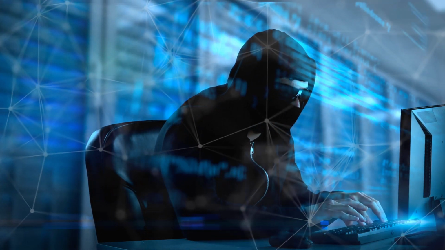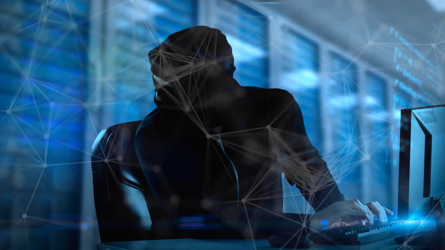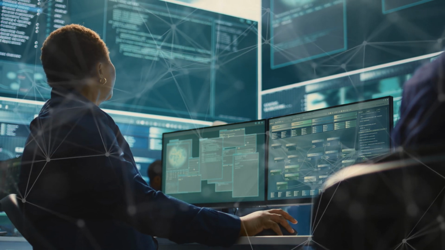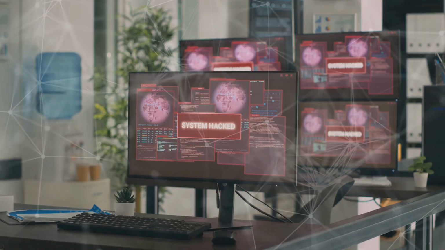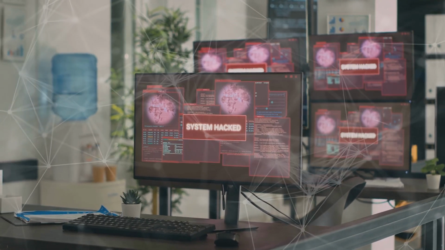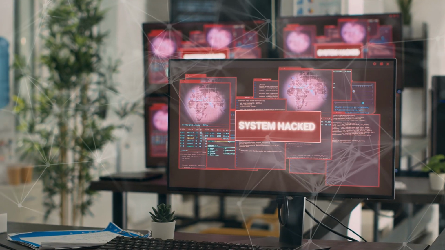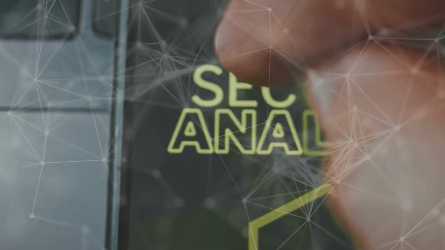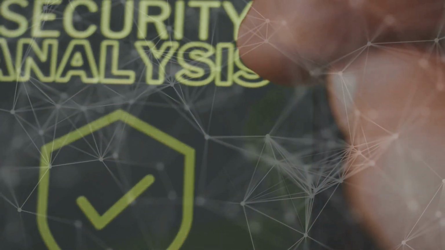Imagine a weapon, invisible, deadly. This is the reality of zero-day exploits. In cybersecurity, zero-day exploits are the most feared weapons. They strike without warning, leaving chaos and destruction. These attacks can cripple businesses, governments, and individuals. We will explore what they are, how they work, and how to protect yourself.